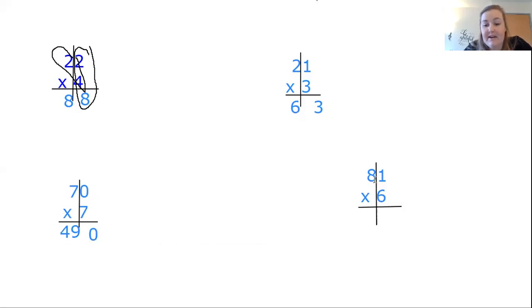Okay, one last one over here. 1 times 6 gives us 6. So now I'm going to come over here to my 8, and I'm going to go 8 times 6. 8 times 6 gives us 48. So our total answer for 81 times 6 is 486. So just a few examples to show you how to do this.